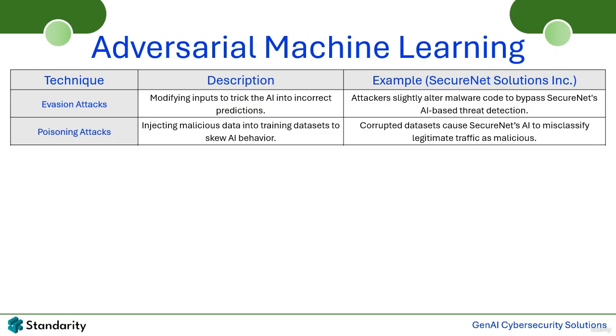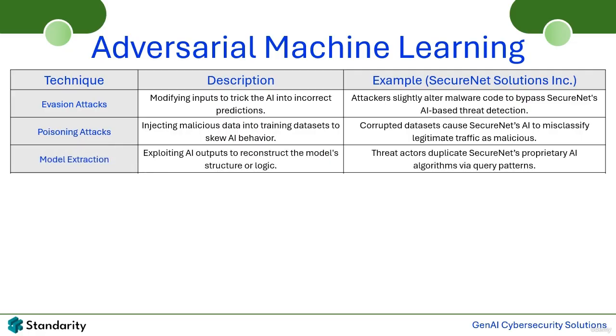Another prevalent technique is poisoning attacks, where malicious data is injected into training datasets, corrupting the AI's learning process. SecureNet encountered this when adversaries tampered with their threat intelligence data, causing the AI to misclassify legitimate traffic as malicious. This manipulation compromised the accuracy of their security systems.